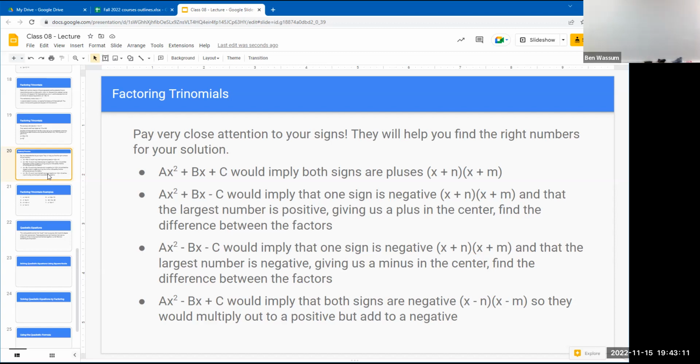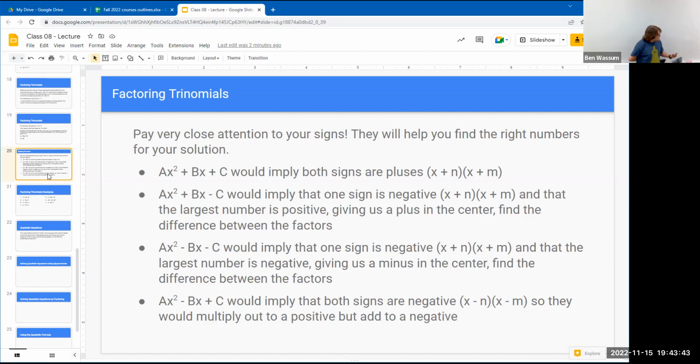Now, if you look at that first bullet point, they're all pluses, so all your signs are going to be plus. Nice. Now the second one has a minus on it. And if you have a minus at the end, that means that you're going to have one of your factors with a plus and one of them with a minus. Now, which one's going to have which? Well, if they're both adding up to a positive number, that means your bigger factor is going to have the plus on it, right?